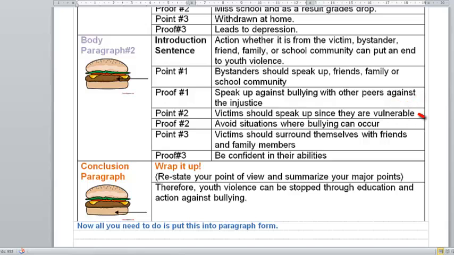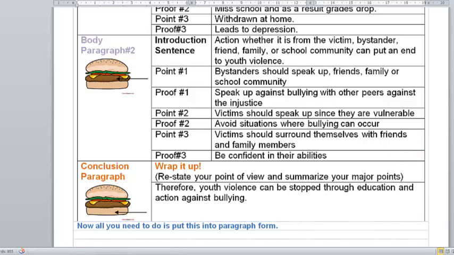Point 2: Victims should speak up since they are vulnerable. Proof 2: Avoid situations where bullying can occur. Point 3: Victims should surround themselves with friends and family members. Proof 3: Be confident in their abilities.